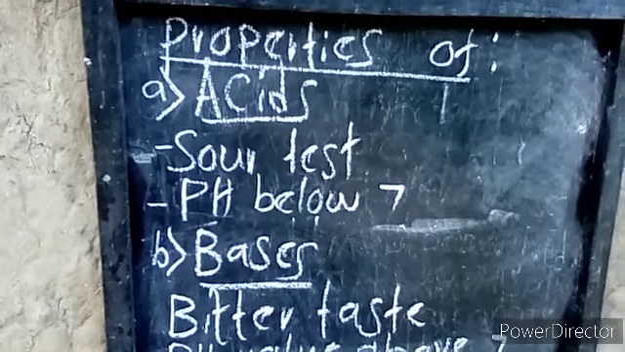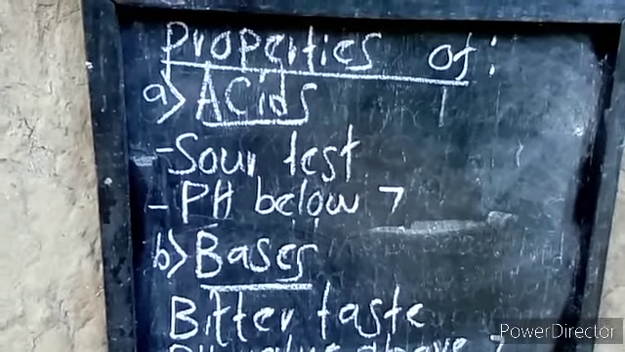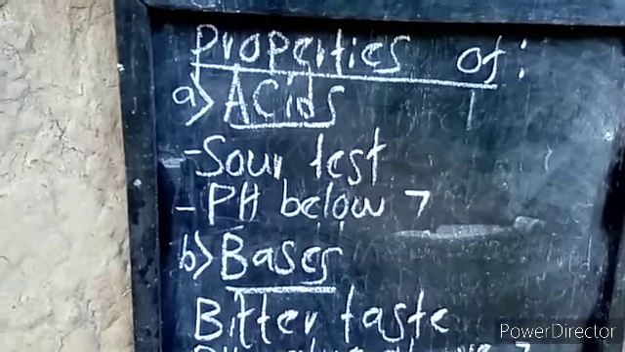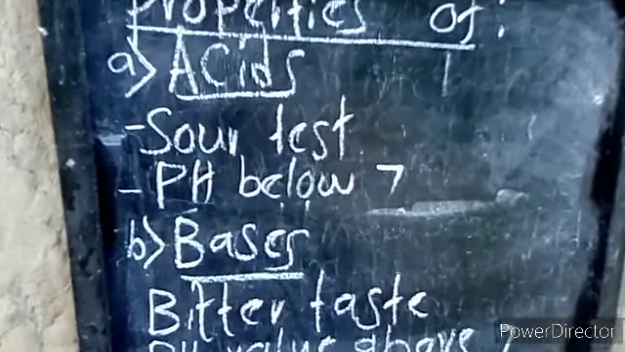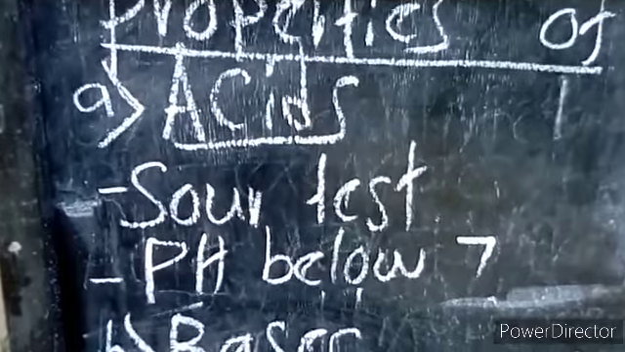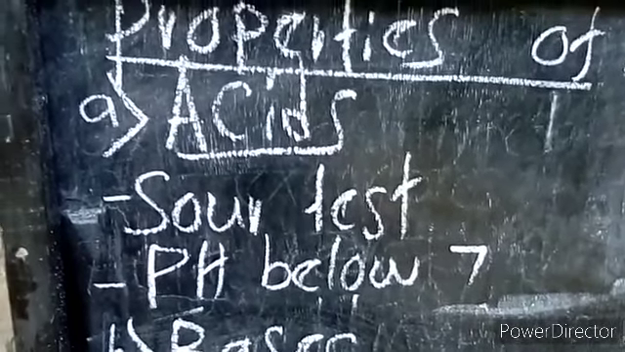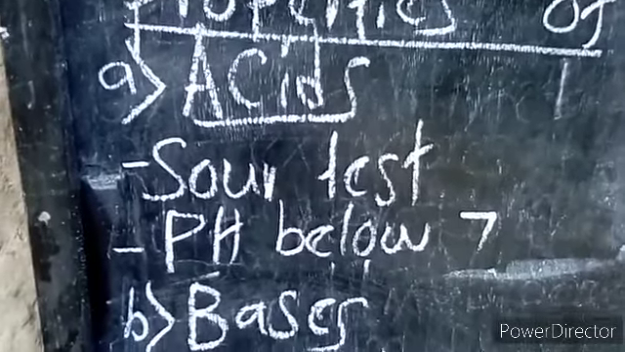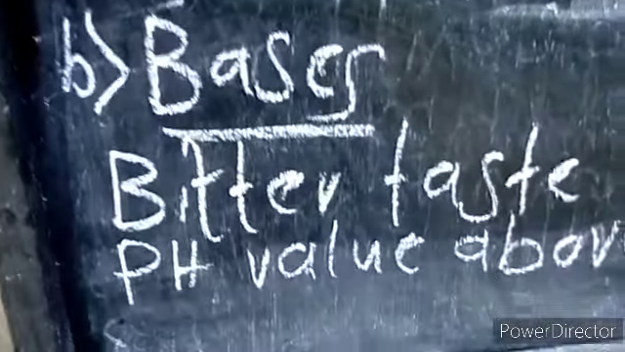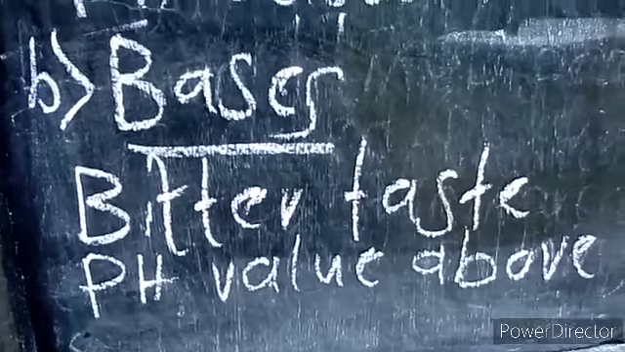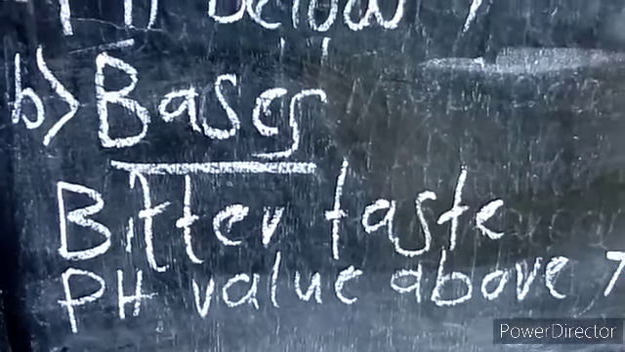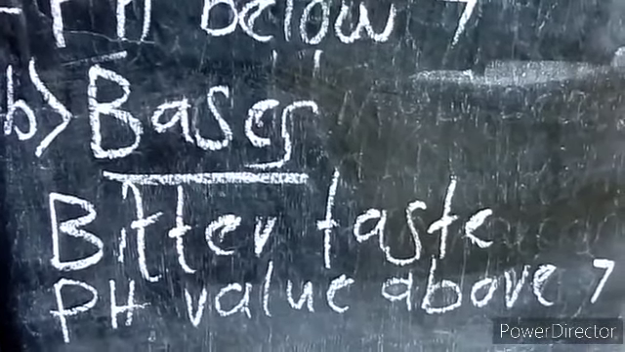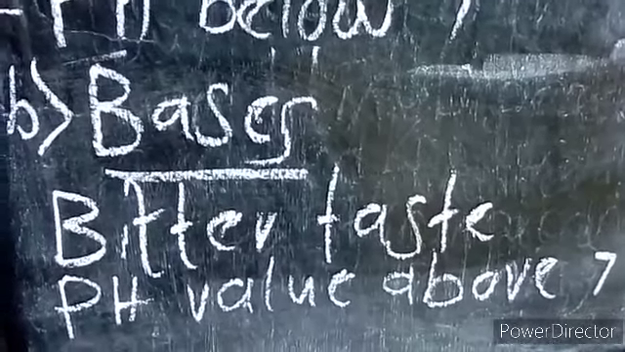So under the properties of acids and bases, the first thing we begin with is acids. When we talk of acids, they have a sour taste and they also have a pH value below 7. Then when we talk of bases, bases have a bitter taste. Then the pH value of bases is above 7.